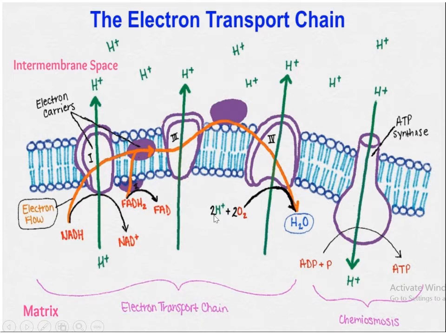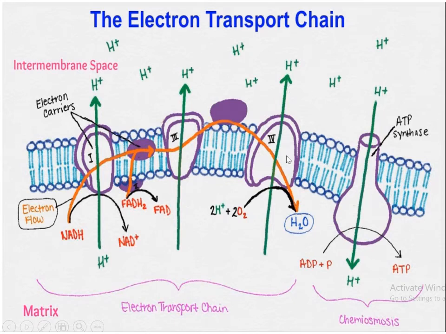Okay, so at this point, complex 3 passes its electrons to cytochrome C, the transporter. Cytochrome C then passes these electrons to complex 4. Then the same thing happens here. Complex 4 gets supercharged, and after receiving the electrons, it also pumps protons from the matrix to the intermembrane space. So here in the intermembrane space, there are tons of positive charge, that means tons of protons.